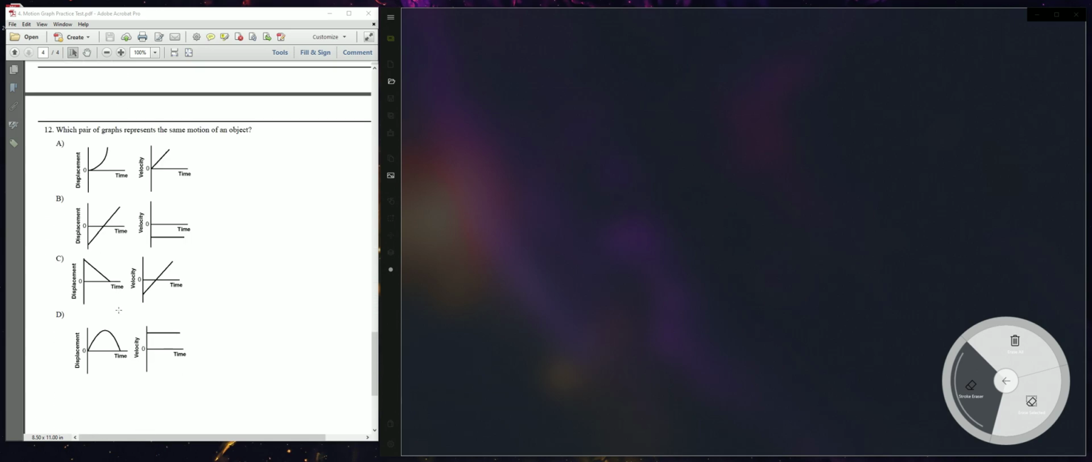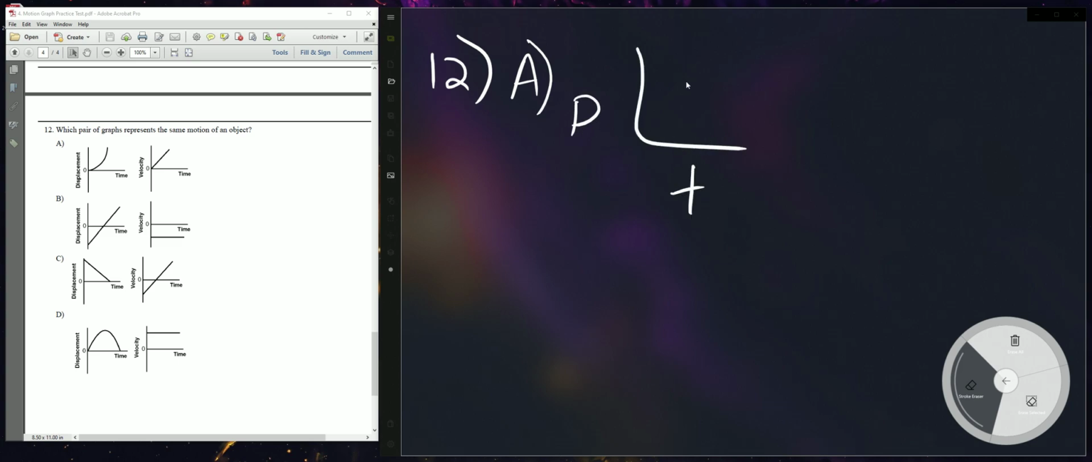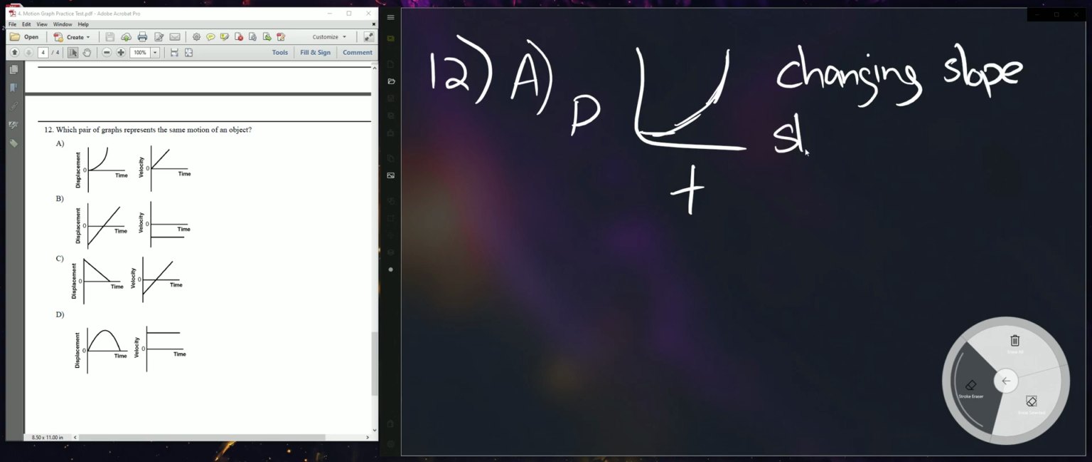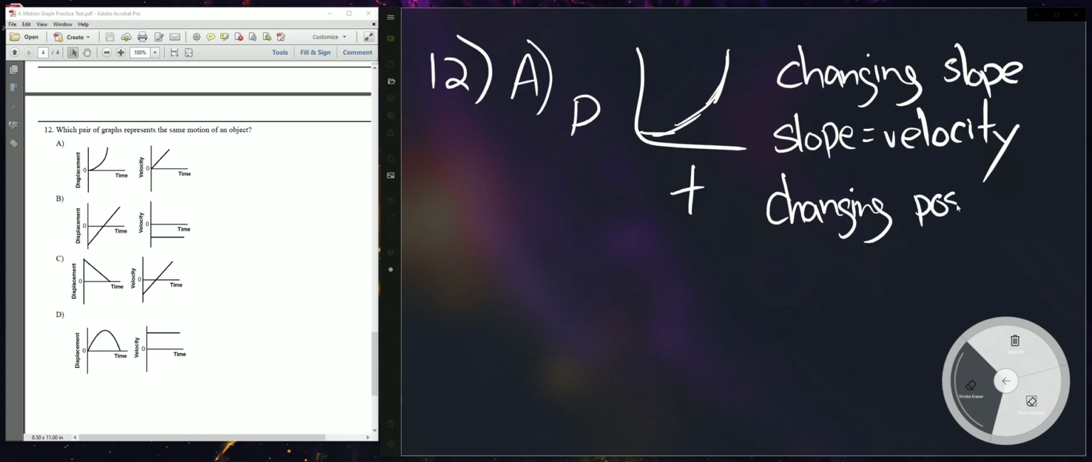Number 12. Which pair of graphs represents the same type of motion? Well, I think I've covered this multiple times, so let's go over it again, just one last time. Changing slope, and this is a PT graph. So on a PT graph, your slope is velocity. So that must mean you have a changing positive velocity. It's positive because you're going up on the position. So you have a changing positive velocity, and you look at your VT graph, doesn't make sense. Your velocity is changing.